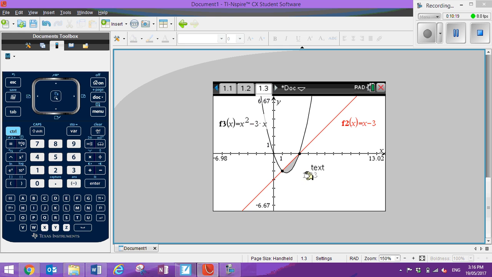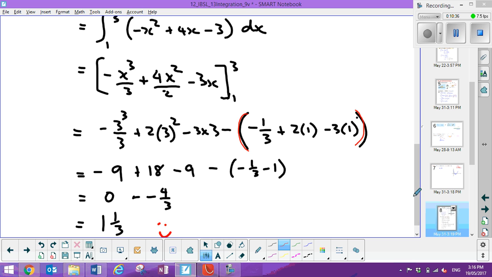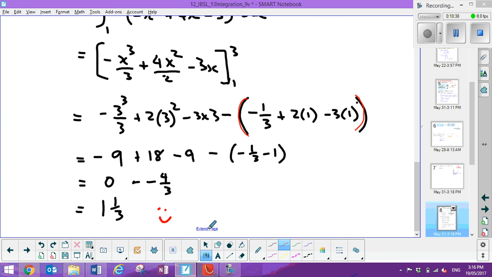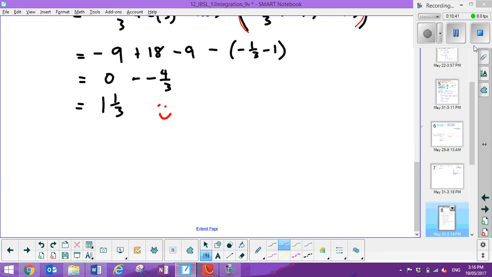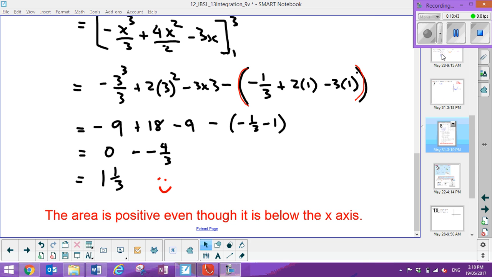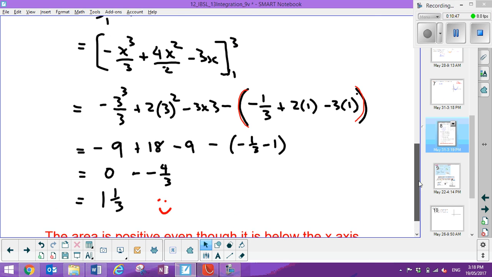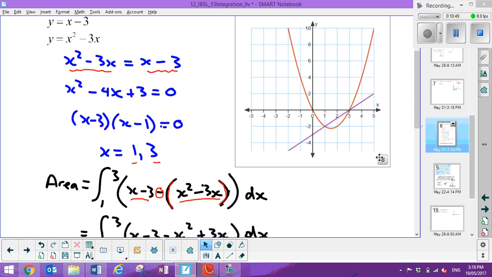1.33. So note this is a positive area, even though it is below the x-axis. That's an important thing to remember. If it comes out negative and you've done that one function over another function, then you've got a mistake. It will always come out positive. So the important thing to note is that the area is positive even though it is below the x-axis. So this area down here.